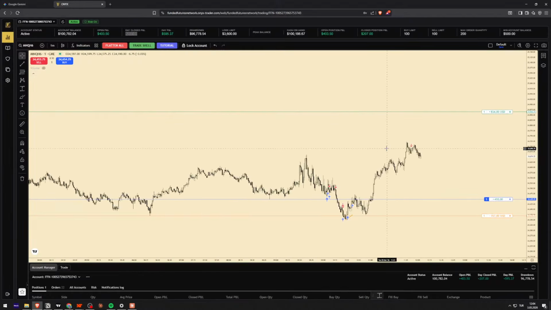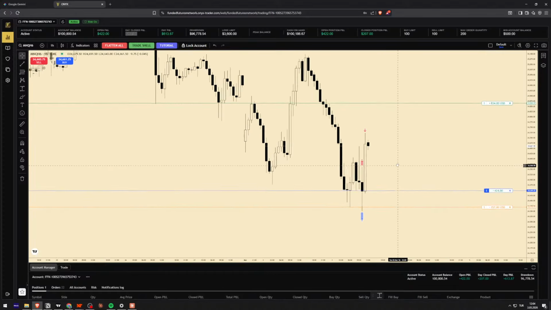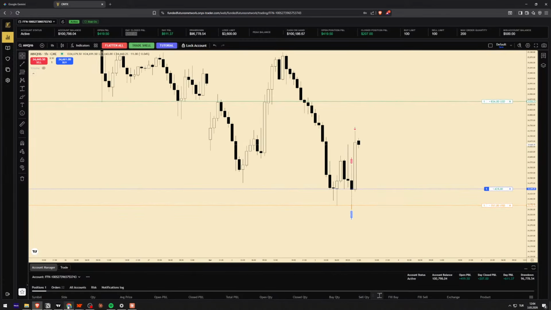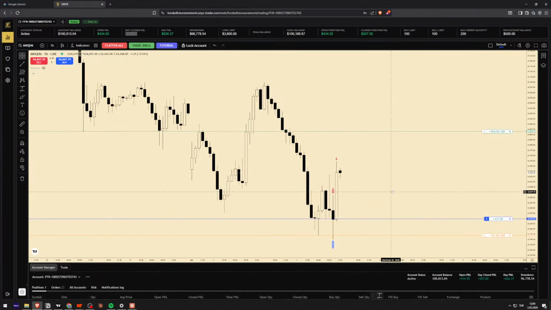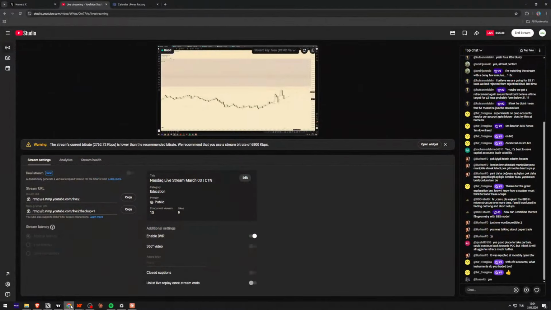Give me a second. What do you guys think? Should I carry this position? Should I leave this as a runner? Or should I close it? I will do what you guys tell me to do. I believe I should carry it, just to see the possibility.